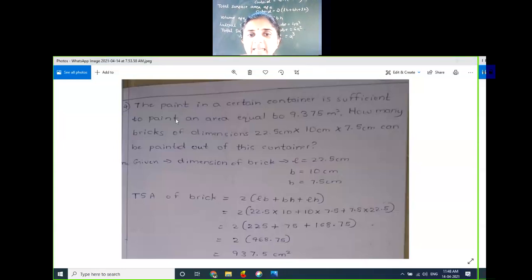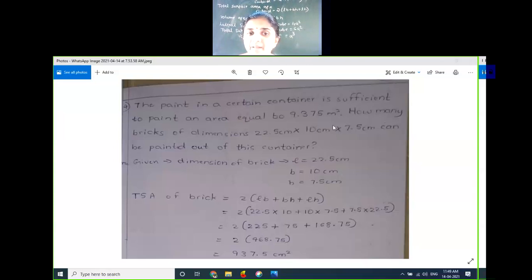The paint in a certain container is sufficient to paint an area equal to 9.375 meters square. So, we have one container of that paint. That paint is sufficient to paint an area equal to 9.375 meters square. That means there is enough paint in the container to paint that much area.